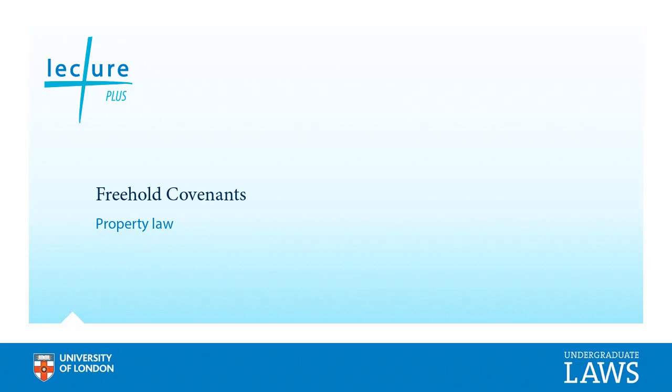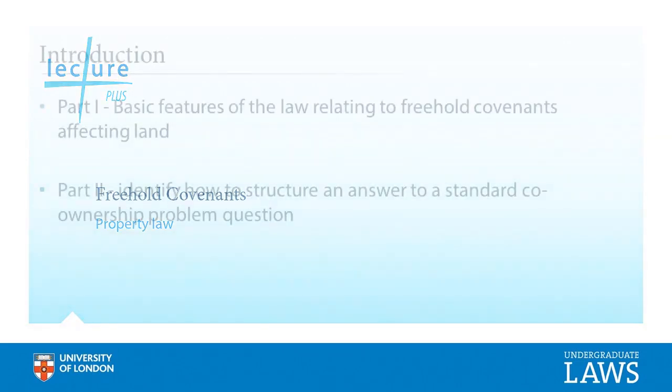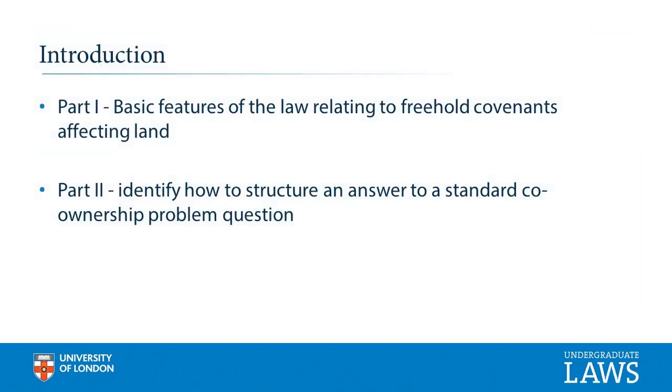This lecture will focus on freehold covenants. It has two parts. In part 1, we shall identify some basic features of the law relating to freehold covenants affecting land, and in part 2, we shall identify how to structure an answer to a standard co-ownership problem question. We shall then utilize that structure to preview an exam question.